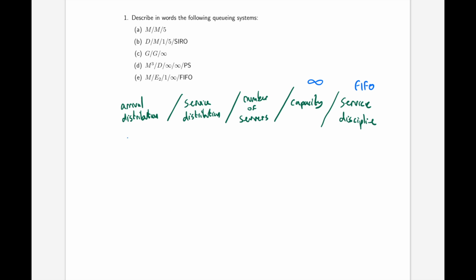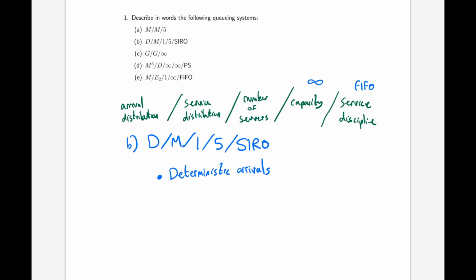Now consider B. We have a D/M/1/5/0. So the D stands for deterministic. Deterministic arrivals means that the time between consecutive arrivals is the same every time. 1 arrival every 5 minutes, 1 arrival every day, and so on. You could imagine this to be a doctor's clinic where patients are scheduled to come in every half an hour.